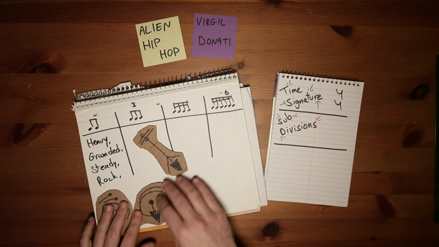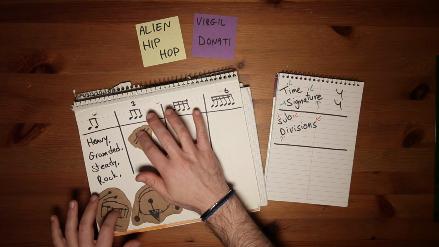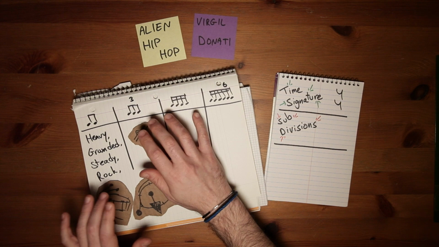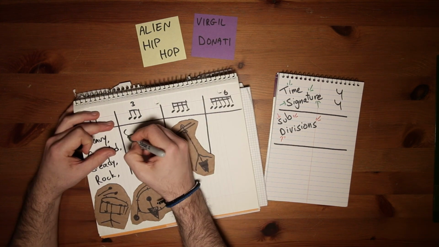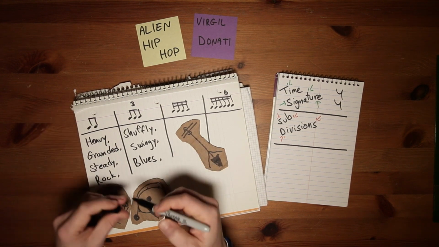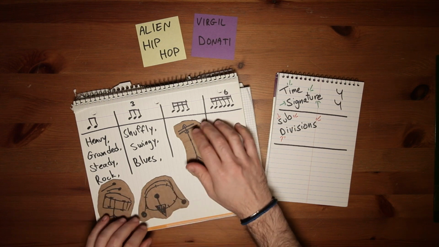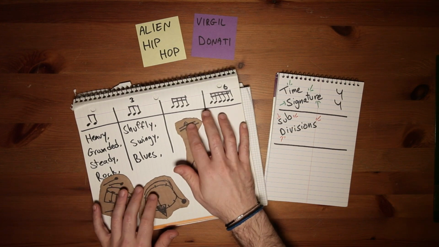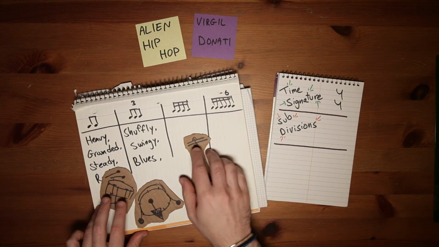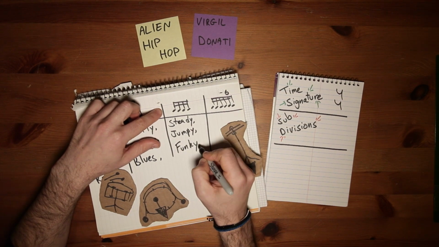The next one would be triplets, which means dividing the quarter note into 3 equal beats. This feels kind of shuffly, swingy, and has more of a blues feel to it. The next one would be 16th notes. 16th notes means dividing the quarter note into 4 equal beats. This also feels steady, like the eighth notes, but it's jumpier and funkier.